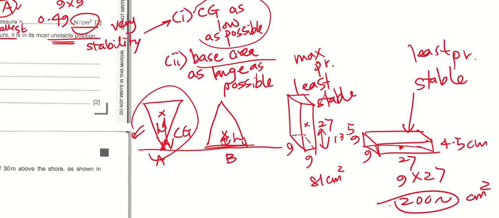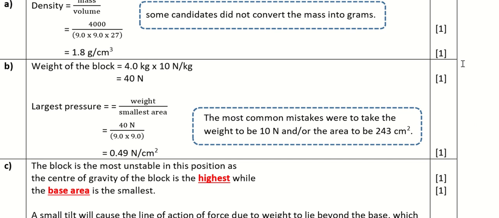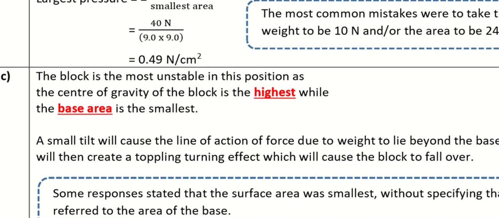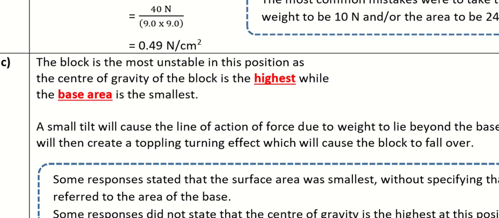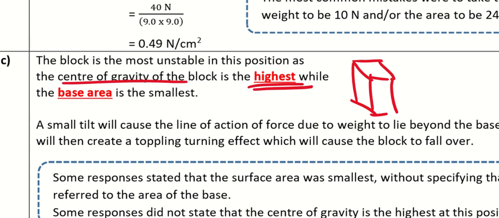So how do we explain this? Therefore, we must have our keywords. Let's look at what the keywords will be, okay? The block is the most unstable in this position, right? The one whereby it's standing like that. Okay, why? Because the center of gravity is the highest, while the base area is the smallest.